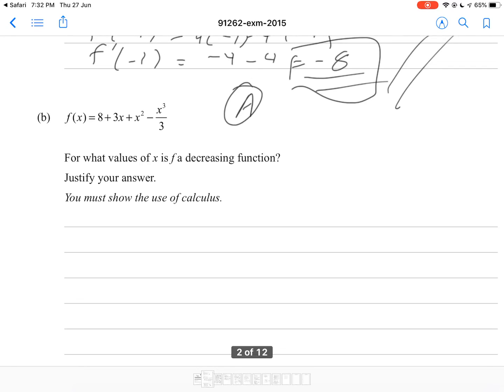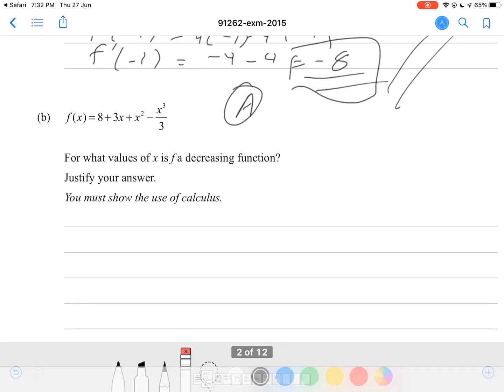So, B, f of x equals 8 plus 3x plus x squared minus x cubed divided by 3. For what values of x is f a decreasing function? Justify your answer. You must show your use of calculus, okay? So basically, in order to be a decreasing function, the function is going down, that means the gradient must be less than 0. That means it's getting smaller and smaller, so therefore the gradient must be less than 0, okay?